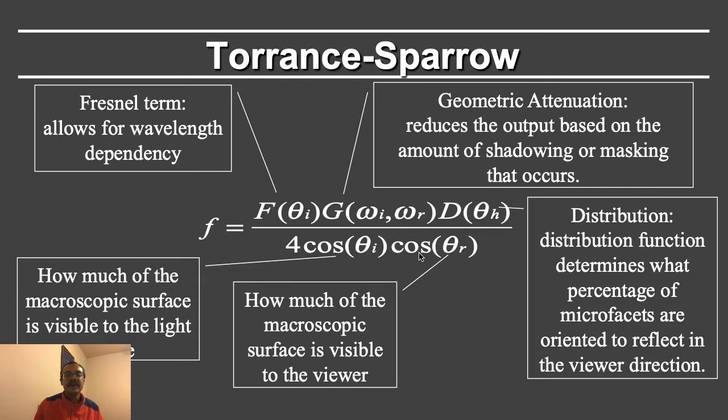Notice that the Torrance-Sparrow BRDF is reciprocal in the sense that you can replace the incident and the outgoing direction and the BRDF won't change. This is a physical property of physical BRDFs, which is known as Helmholtz reciprocity.